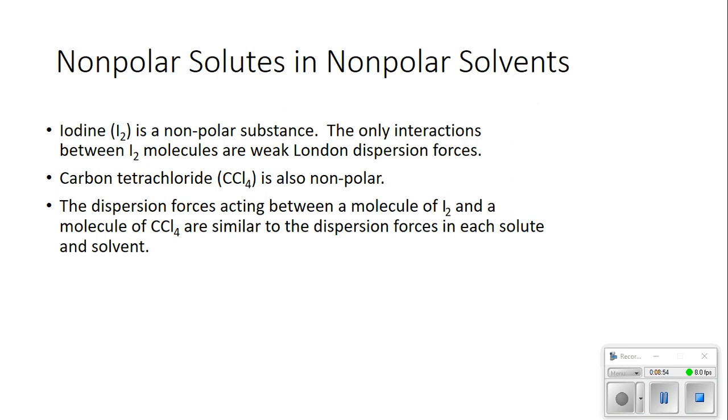Similarly, if you have non-polar solutes and non-polar solvents, dissolving will occur. So if you have I2, iodine, it's a non-polar molecule. So the only interactions between I2 molecules is London dispersion forces. So if I2 is placed in carbon tetrachloride, CCl4, which is also nonpolar, so it just has London dispersion forces, then the London dispersion forces formed between I2 and CCl4 will be similar, if not stronger than, the London dispersion forces between the solvent and the solute particles. So the substance will be soluble.